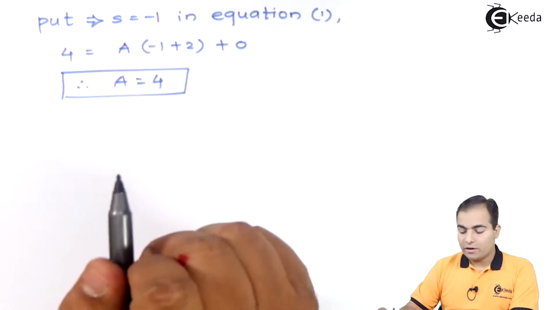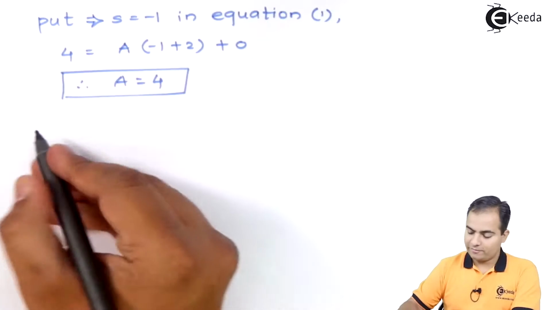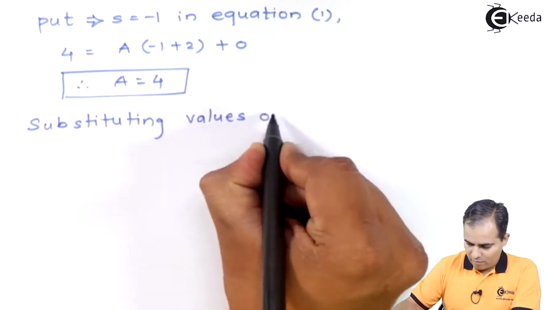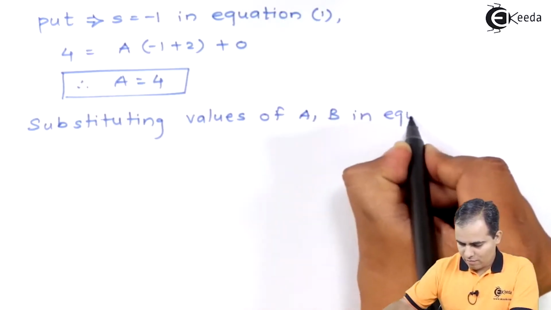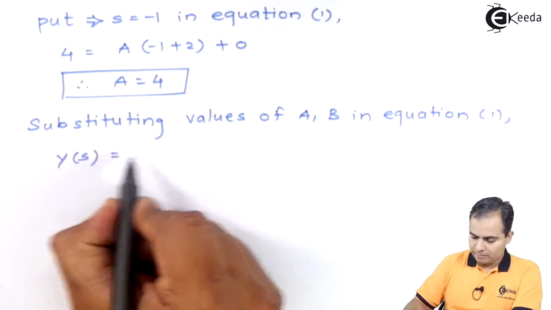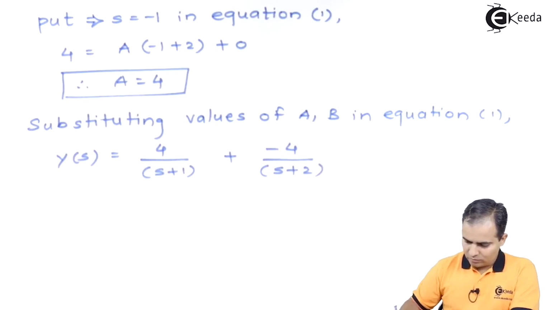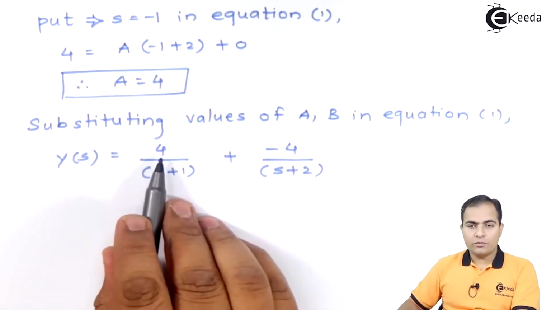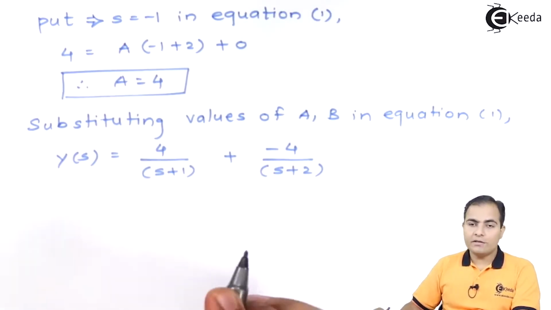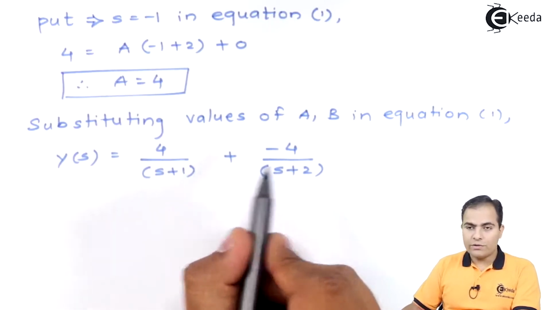4 only. Now what is our next step? We have to substitute the values of A and B in equation number 1. What will you get? Now this A was 4 and B was minus 4. Now what is our next step? We have to find out the inverse Laplace transform. But now you can say that this 4 and this 4 you can take common.